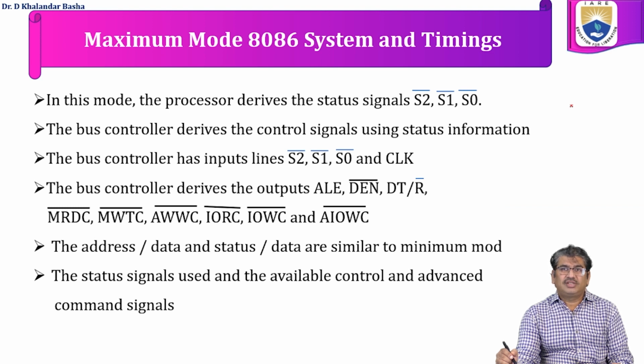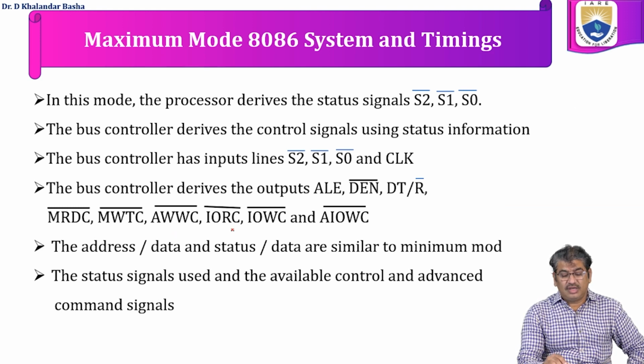In this mode, the processor derives the status signals, that is S2 bar, S1 bar, S0 bar. The bus controller derives the control signals using status information. The bus controller has the input lines S2, S1, S0 bar and the clock signal. The bus controller drives the outputs ALE, DEN bar, DT by R bar, MRDC bar, MWTC bar, the advanced write command, IO read operation, IO write operation. Apart from that, the advanced IO write commands.